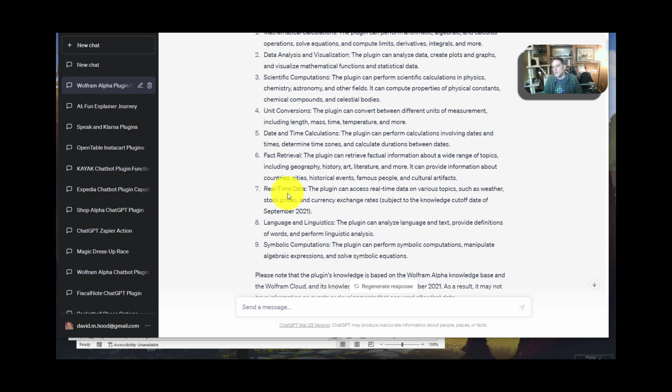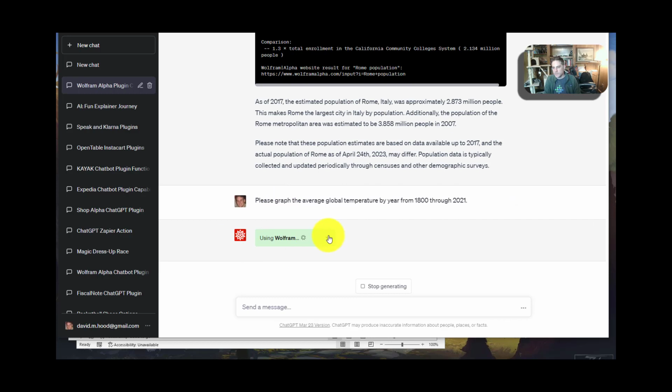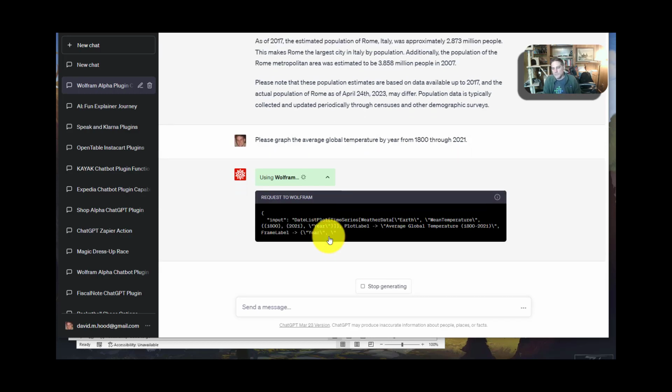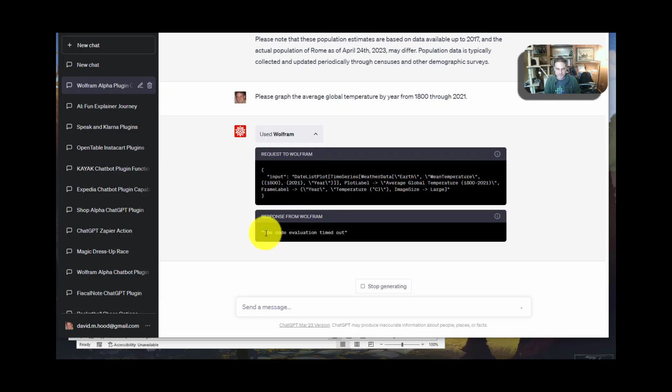I wonder if we could look at... I got an idea. Let's try this. Please graph the average global temperature by year from 1800 through 2021. Again, this might be something you would be able to do with the code interpreter plugin in combination. There are actually two different requests in one. It's grabbing the historical data along with graphing it, so I'm curious to see how it does it.